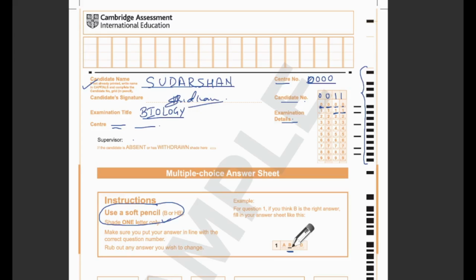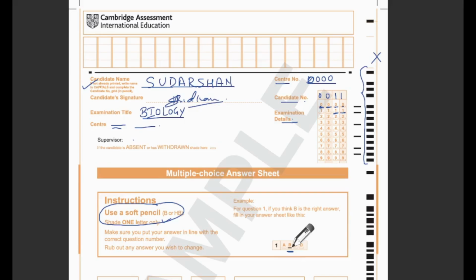This is the barcode, so do not write anything on the barcode here. Your candidate name will be printed here. You need to check your name properly. Your name and surname, whatever is on the statement of mark entry, the same name should be here. If there is any doubt, do raise your hand in the examination hall, and the supervisor or the invigilator will help you.